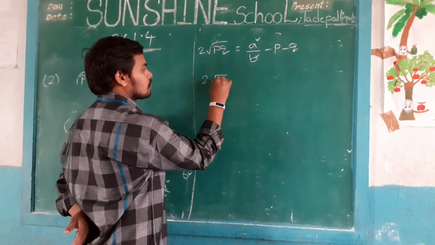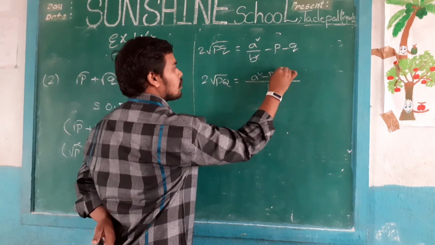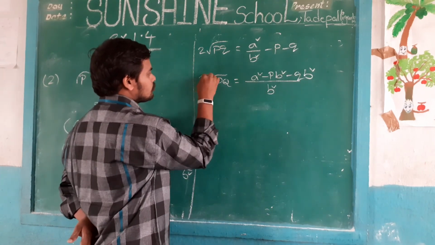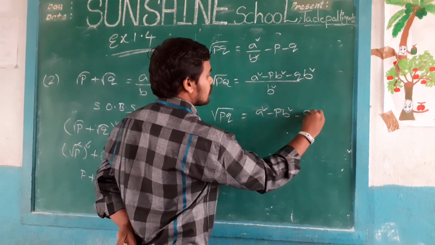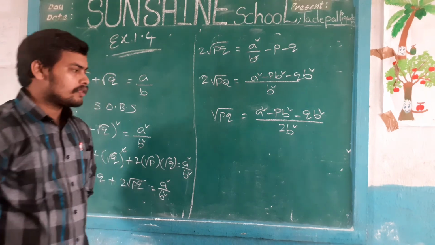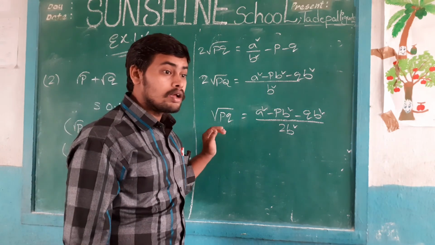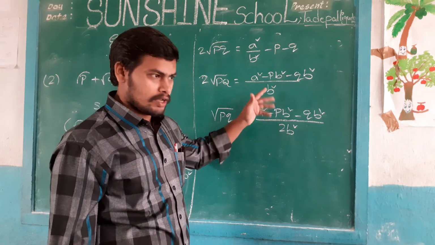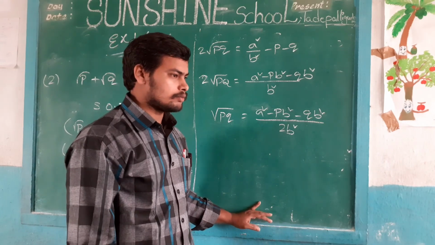2 root pq equal to, what is the LCM here? b square: a square minus pb square minus qb square. Now transfer the value of 2. So root pq equal to a square minus pb square minus qb square by 2b square. So here it is in the form of a rational number, in the form of p by q format. So the contradiction has arisen because of our incorrect assumption.